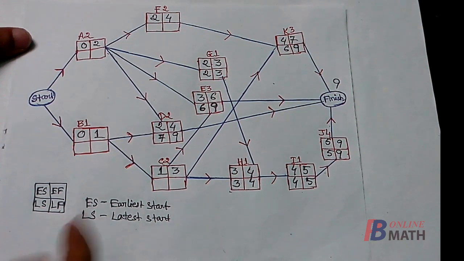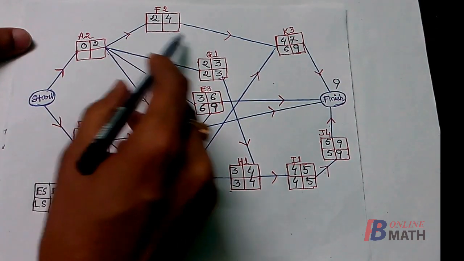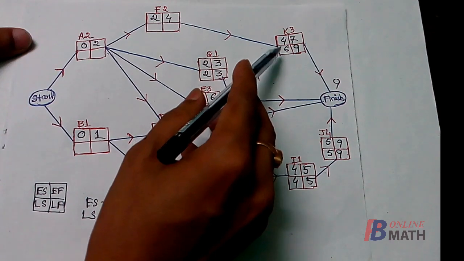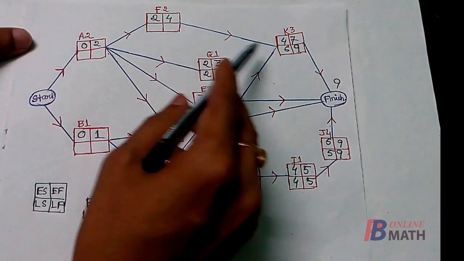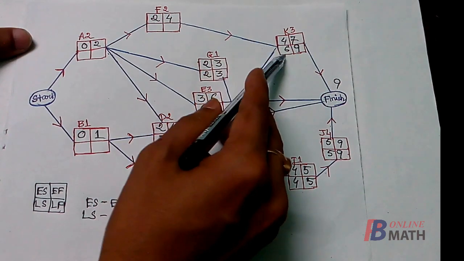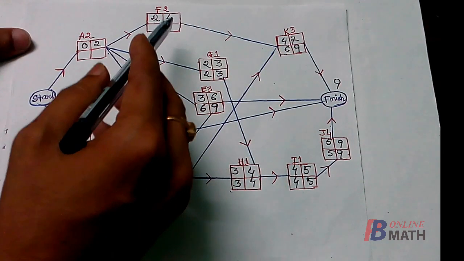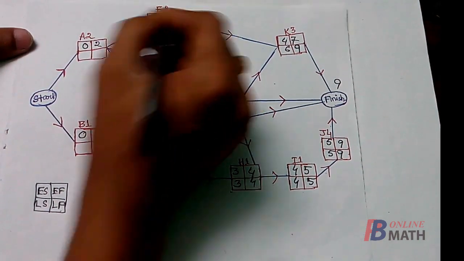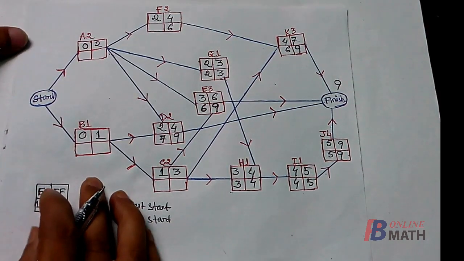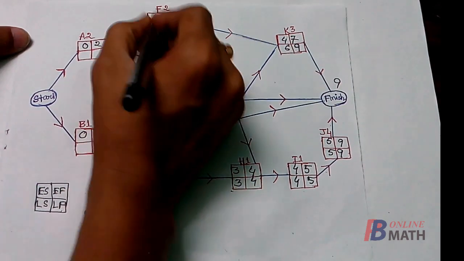Next consider the activity F. Now the activity K can be started only after the completion of the activity F, and here we find that the latest we can start the activity K is 6 weeks. So the latest time that we can finish the activity F should be 6, and the latest start time is 6 minus 2, that is 4.